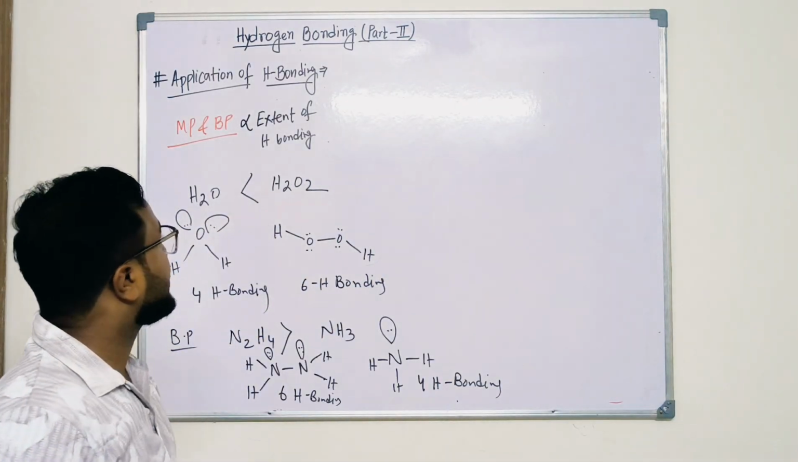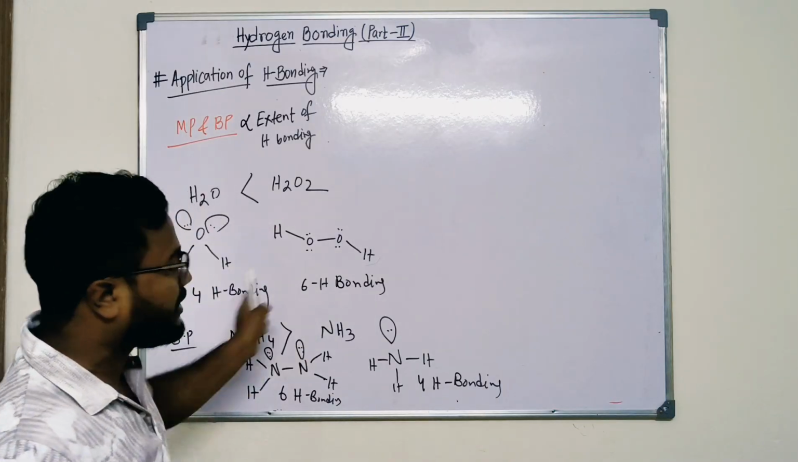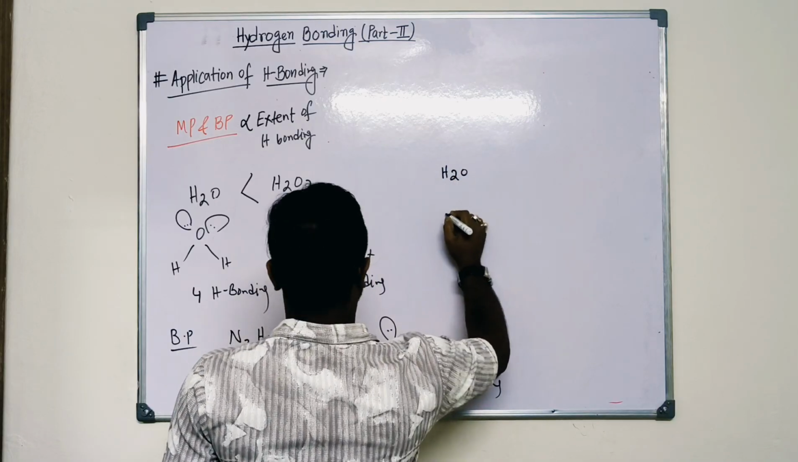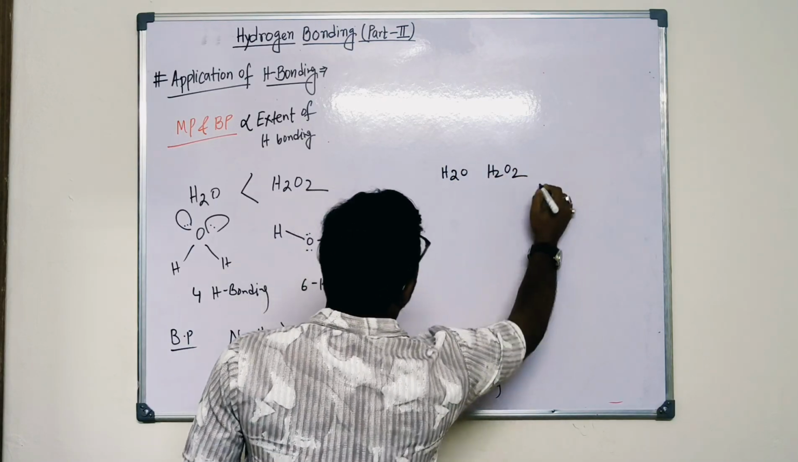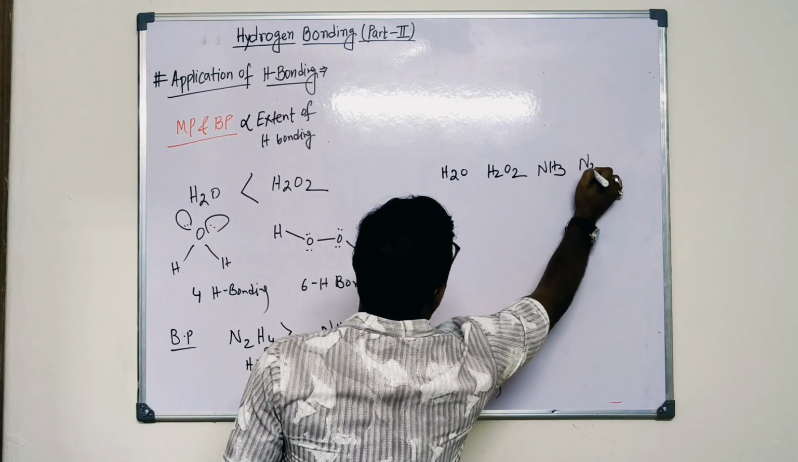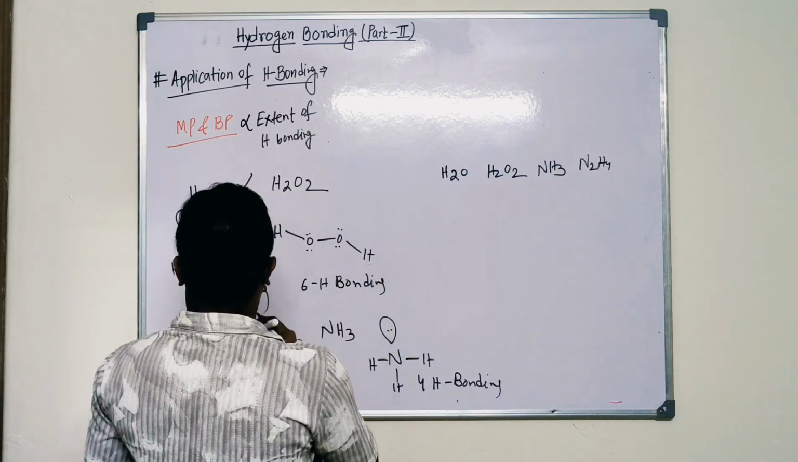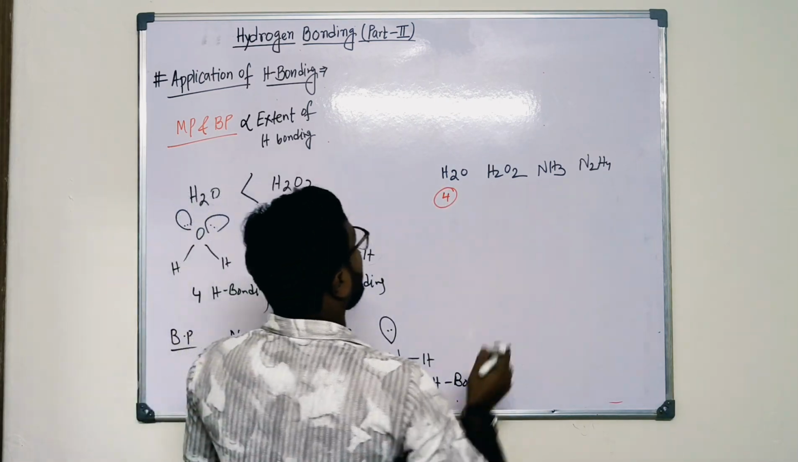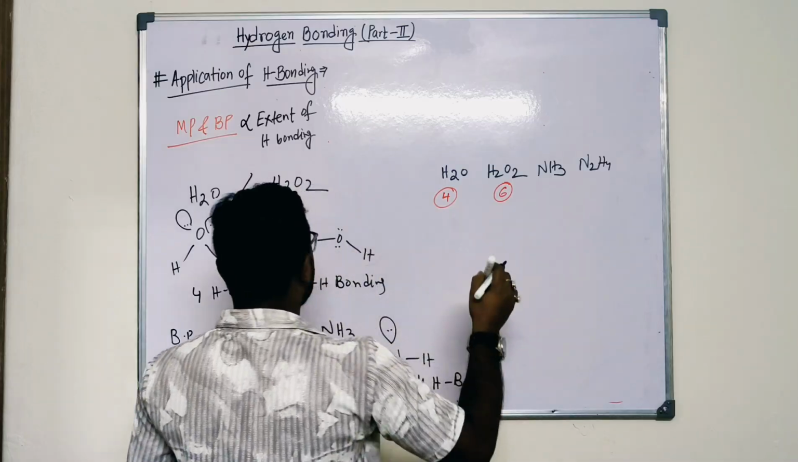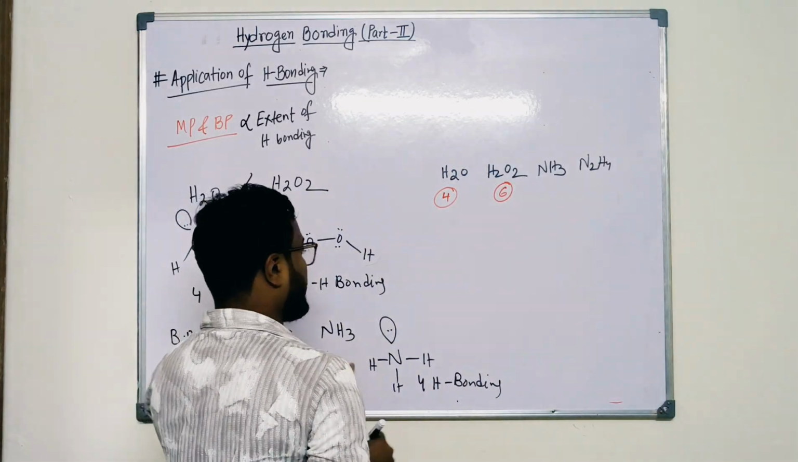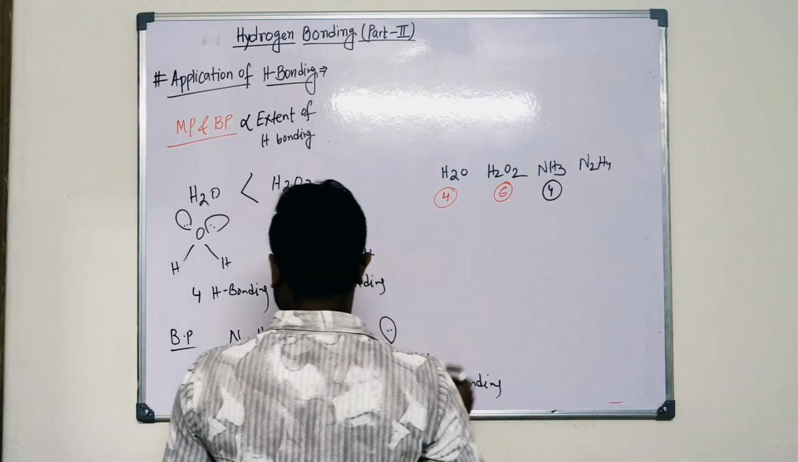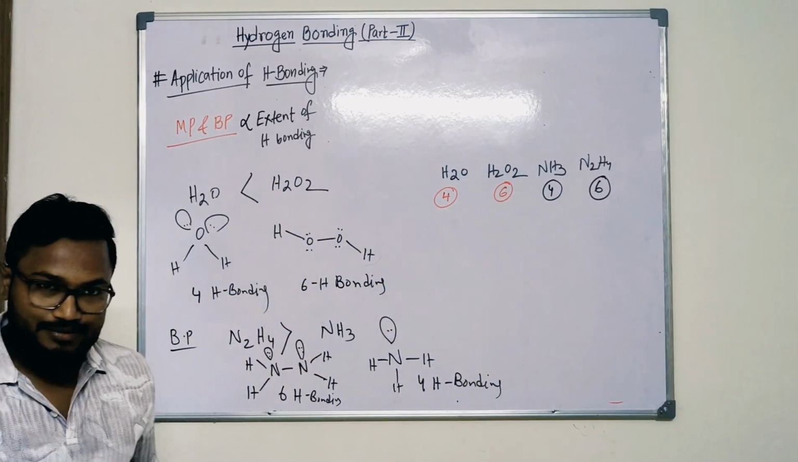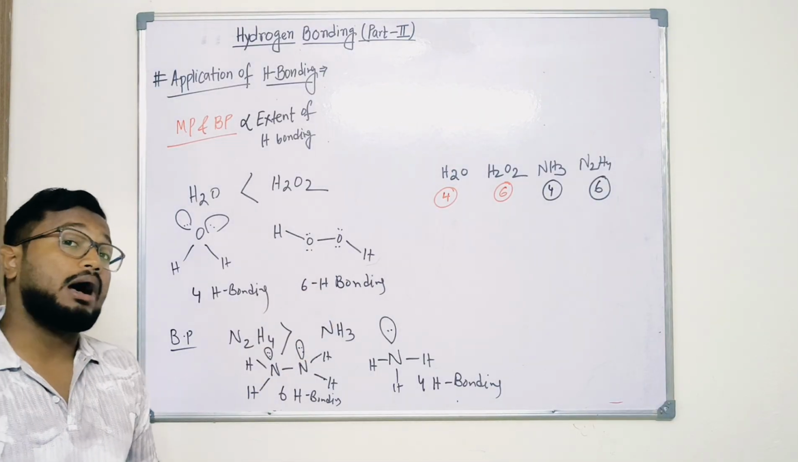If it is asked that you compare the boiling point in between all these 4, what can you do? H2O, H2O2, NH3, N2H4. See, for H2O, there are 4 hydrogen bonding. For H2O2, there are 6 hydrogen bonding. For NH3, hydrogen bonding is how many? 4 again. For N2H4, hydrogen bonding how many? 6. So simply there is a tie. 2, 6 and 2, 4. Now how can you compare?